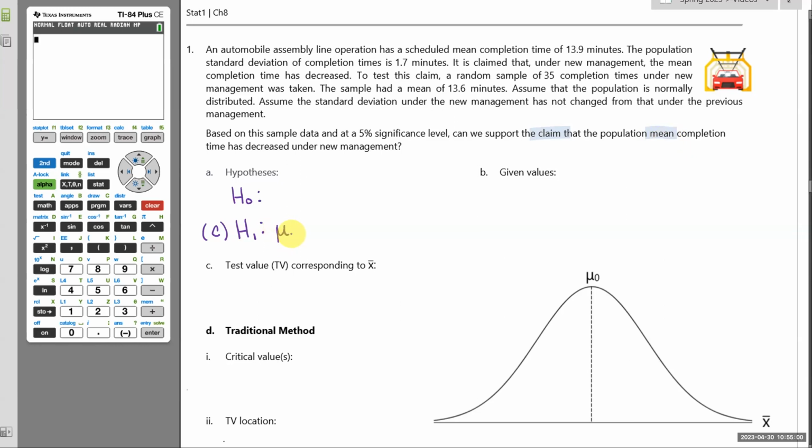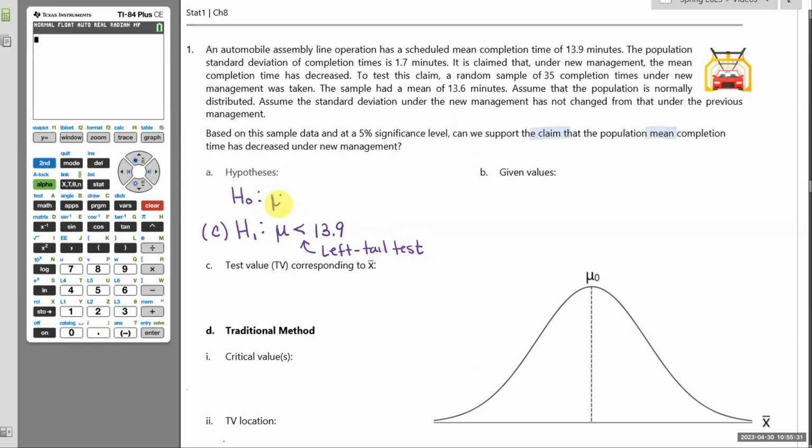And they'd like to see if their completion time has decreased, so is smaller. Decreased is smaller than what it had been previously. So previously the mean was 13.9. The new management thinks they got this number to decrease. So when we have a less than case in our alternative, that's what makes this a left tail test.